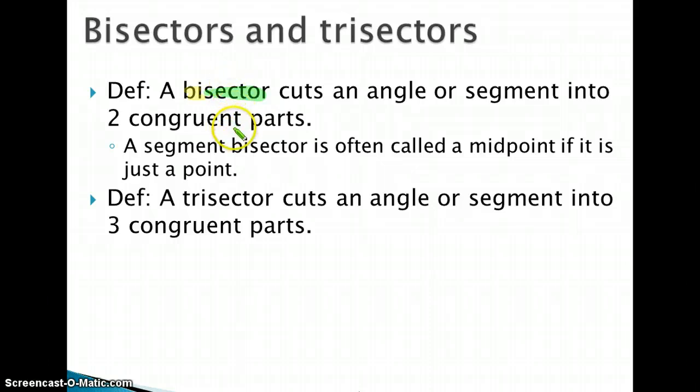Now usually we'll just call it a segment bisector, but if it happens to just be a point, we're going to call it a midpoint because it's going to be at the middle of the segment. Similarly, we also have a trisector. And just like bisector, the root words tell us what it does. Tri means three, tricycle. Sector meaning pieces, so three congruent pieces. A trisector cuts an angle or segment into three congruent parts.